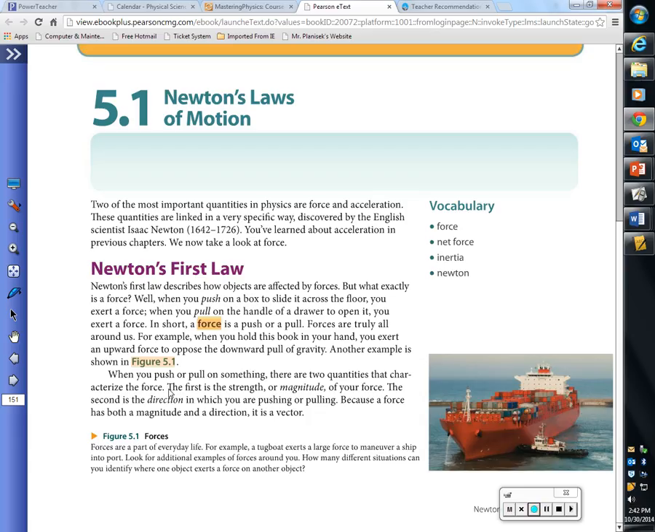But that also means that any of the things that we did in the last chapter, chapter 4, with displacements and velocities, finding resultants, finding components, things like that, we can do all of that with force as well, because force is a vector too. Okay? Good there? All right. Newton's first law.